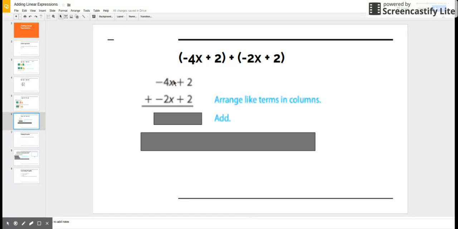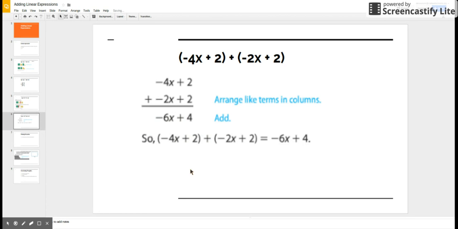So first I align them, negative 4x plus 2 plus negative 2x plus 2, and then I just add. Negative 4x plus negative 2x gets me negative 6x. 2 plus 2 gets me 4. So I have negative 6x plus 4 as my final answer.